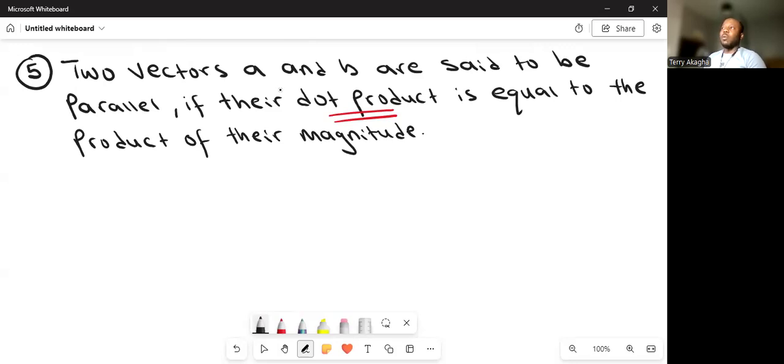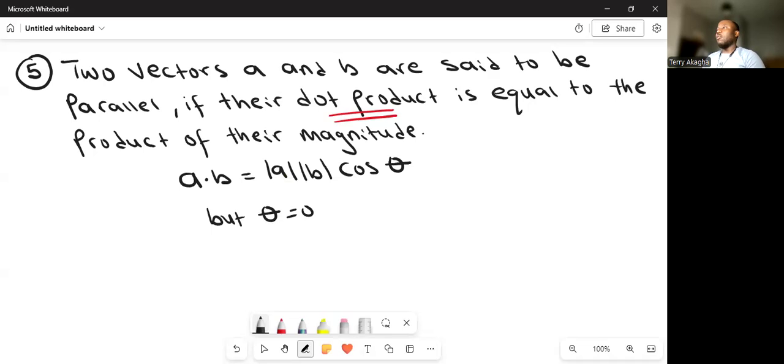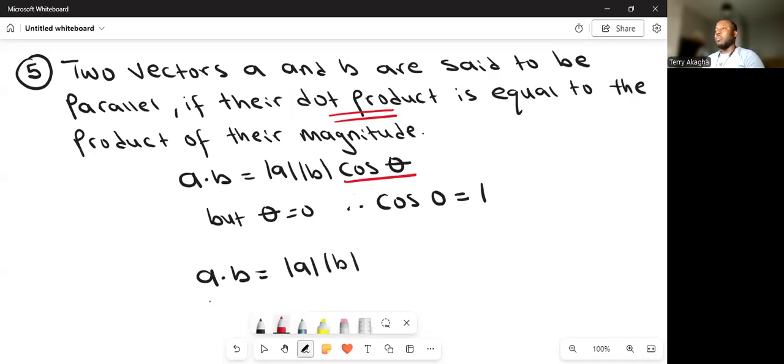We already know from the previous video that A dot B is equal to the magnitude of A, magnitude of B, cos theta. But we now know that theta is equal to 0. Then cos 0 is equal to 1. So we can now say that A dot B will be equal to the magnitude of A and the magnitude of B. That's why we say the dot product of two parallel vectors is equal to the product of their magnitudes.